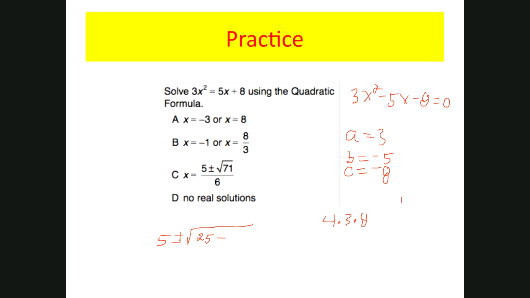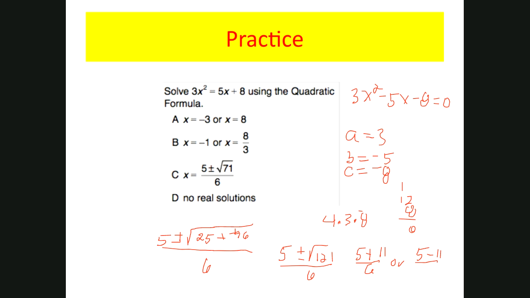So what is that? 12 times 8, that's 96, so negative 96, all over 2 times a, which is 2 times 3, which is 6. So now I have 96 plus 25 for my discriminant. That's 121. I like it. Why do I like it? Because this is going to be 5 plus or minus the square root of 121, over 6. The square root of 121 is 11, right? So this is going to be 5 plus 11 over 6, or 5 minus 11 over 6.